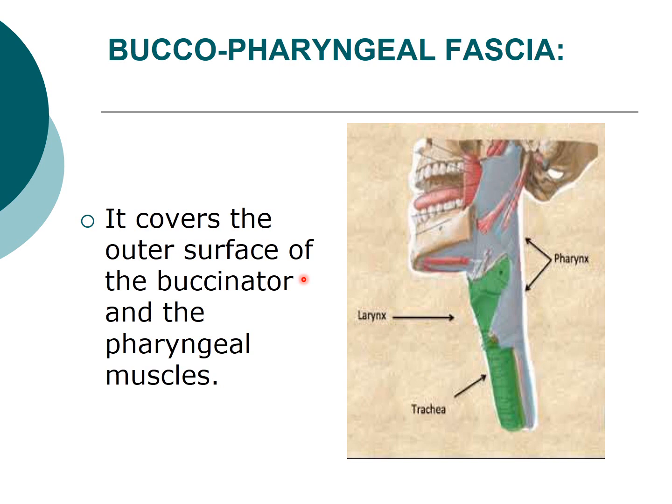What is the buccopharyngeal fascia? This is the buccopharyngeal fascia. It covers the muscles of the pharynx and also it covers the buccinator.